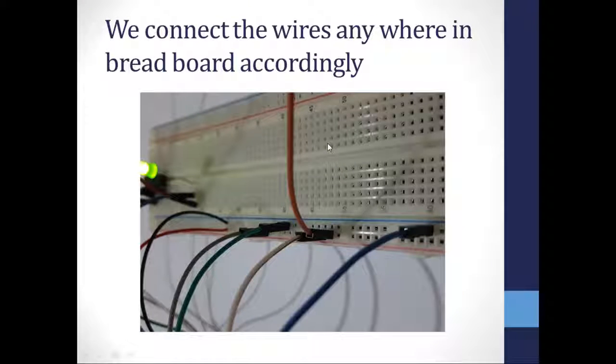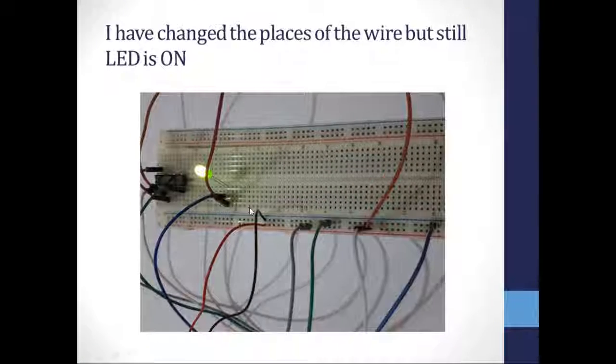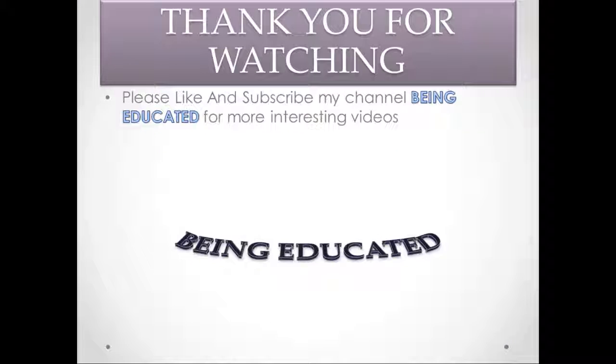Now we can connect the wires anywhere in the breadboard, just as I've said earlier. The voltage source was at the top of the breadboard, but I have now changed these places, I've changed the wires' places, but still the LED is on, which proves that it is irrespective of the places. The negative terminals are all connected with each other, and the positive terminals are connected with each other. Another image shows that it doesn't matter whether these wires and this voltage source are placed at the start or at the end. So this was all about the AND gate.